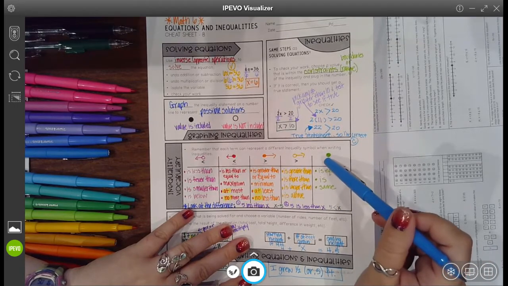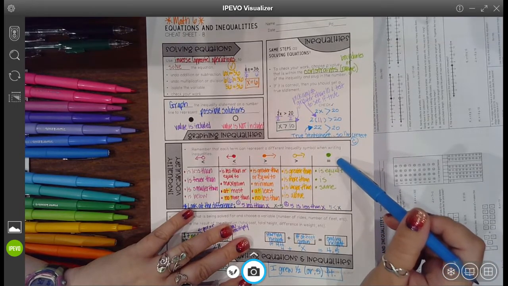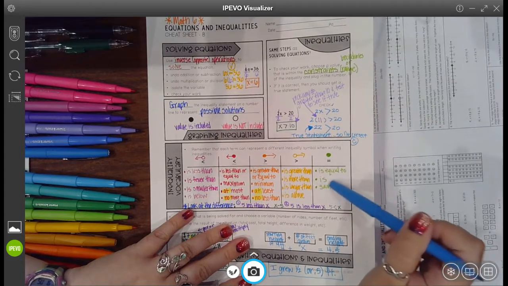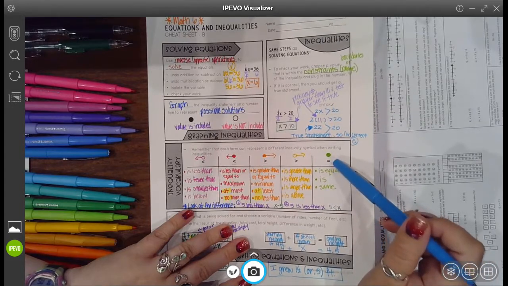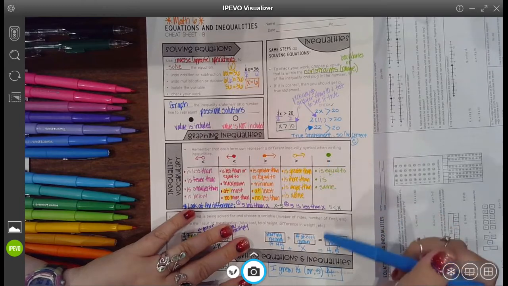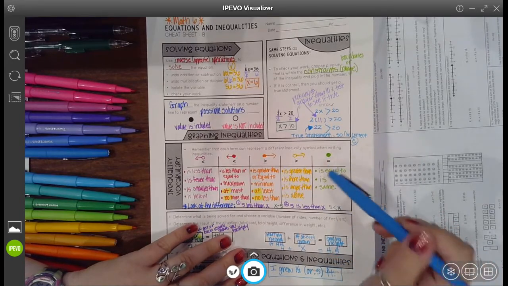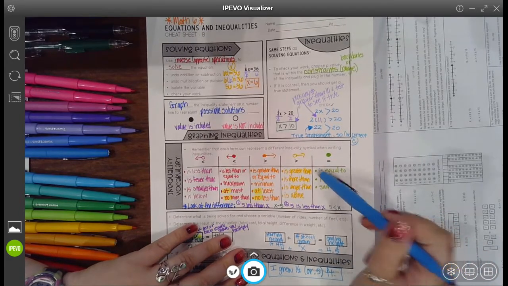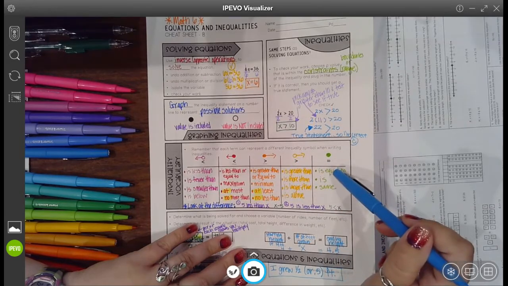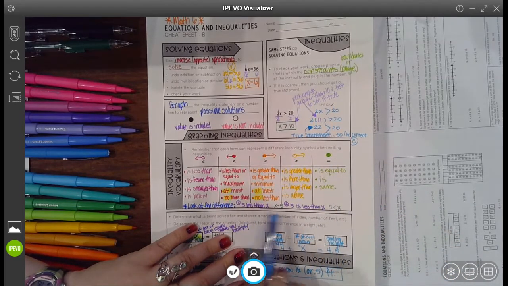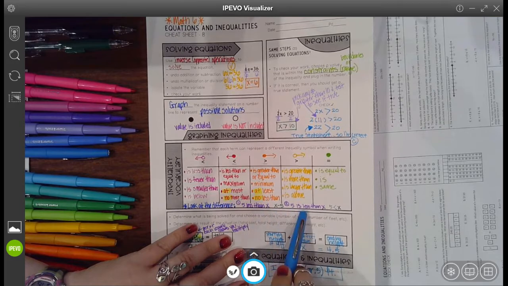So 10 is the same as 2 times 5. Yeah, 2 times 5 is 10. 10 equals 10. So if they say same, you write an equal sign. Is means equals. That's important to note that is means equal because an inequality is kind of like an equal sign, right? So if you see the difference between these, they almost look identical.